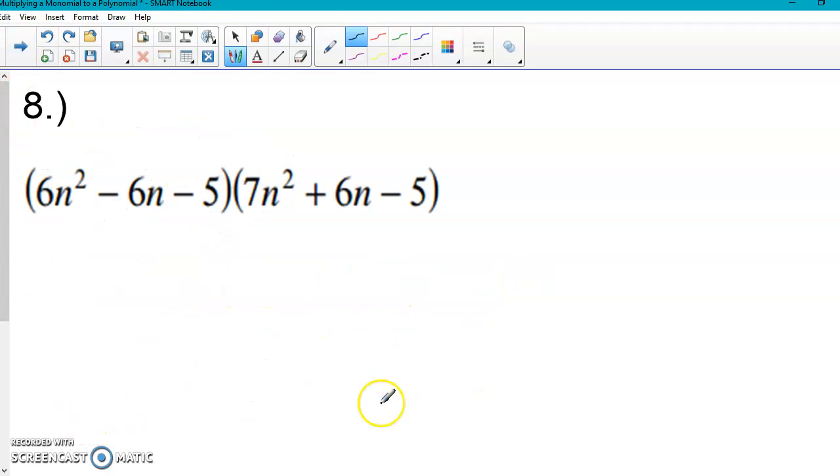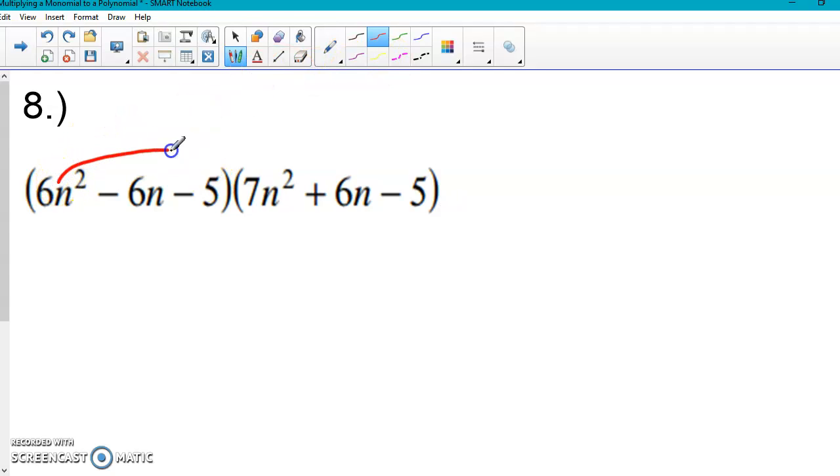Okay. All right, last one of the lesson. This is a big guy. This is a trinomial to a trinomial. Again, same concept. All we're doing is the distributive property. We're going to grab the 6n squared, take him to everybody, come back, grab the negative 6n to everybody, come back, grab the negative 5 to everybody. So this time we're actually going to end up multiplying 9 times. So here we go. Let's get started.